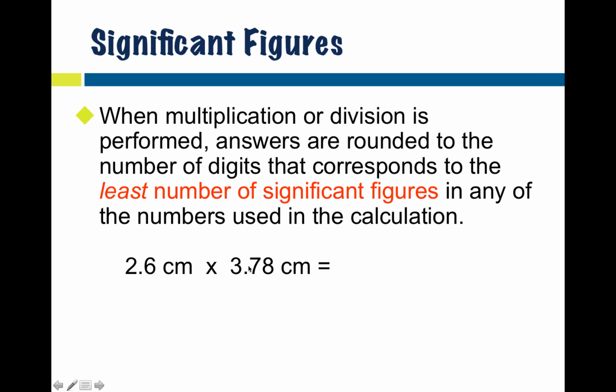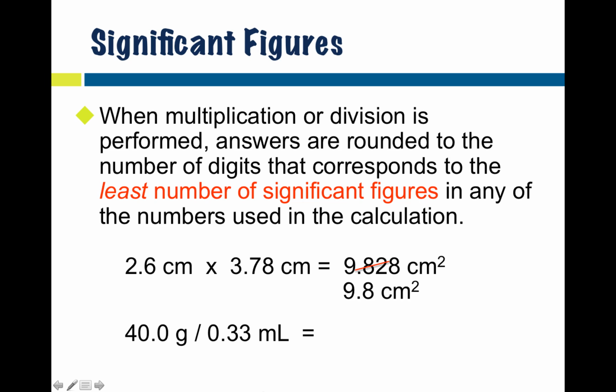2.6 times 3.78. First of all, 2 sig figs in 2.6, 3 sig figs in 3.78, not decimal places, but significant figures. Our answer will be limited to the one with the fewest number of sig figs, so our answer should only have 2 sig figs. When we plug this into our calculator, we get 9.828 centimeters cubed. This has to be rounded to an answer with 2 sig figs, so our answer is 9.8 centimeters squared.